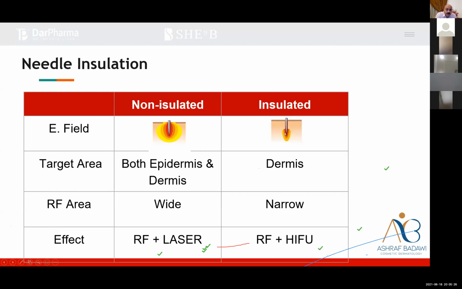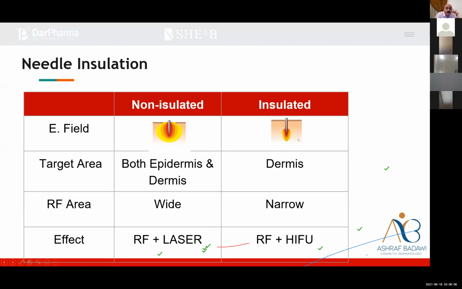The insulated needle is not emitting radio frequency except at the tip of the needle. So all the length of the needle is not going to have radio frequency, just the tip is going to emit the radio frequency. And that's why the RF area is narrow. The effect of the non-insulated needle is just going to be like the radio frequency with the laser, whereas the insulated needle is going to have an effect which is very similar to the RF and HIFU. So this is the difference between the two types of needles, insulated versus non-insulated.